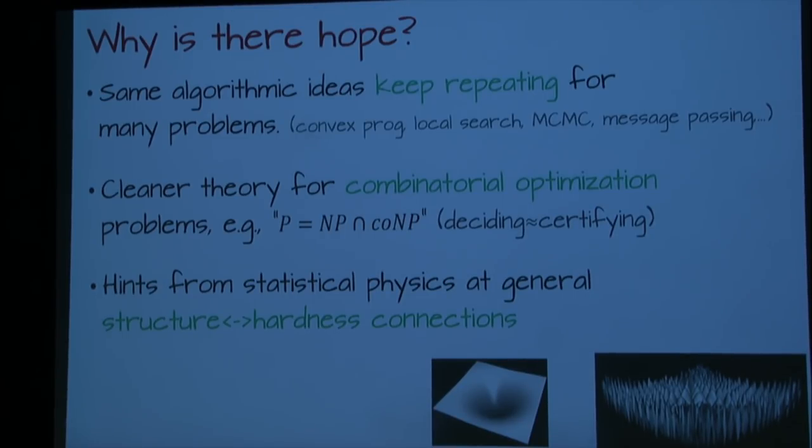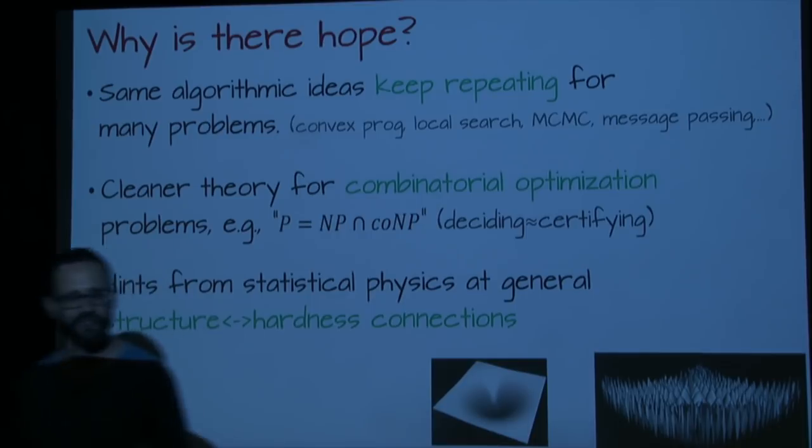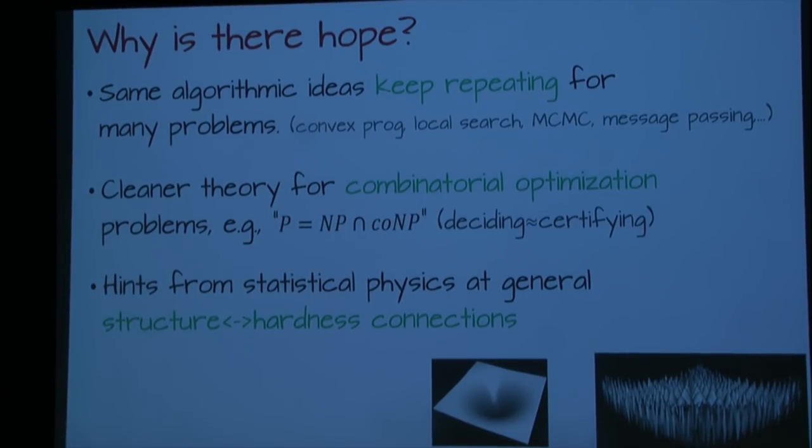So one reason is that if you look at these problems, even though you have all of these different problems, like graph coloring, 2-SAT, 3-SAT, TSP, etc., the same kind of algorithmic ideas seem to be repeating. And often you see the same thing. You see linear and semi-definite programming. You see local search. You see, for sampling problems, Markov chain Monte Carlo, or message passing algorithms like belief propagation.